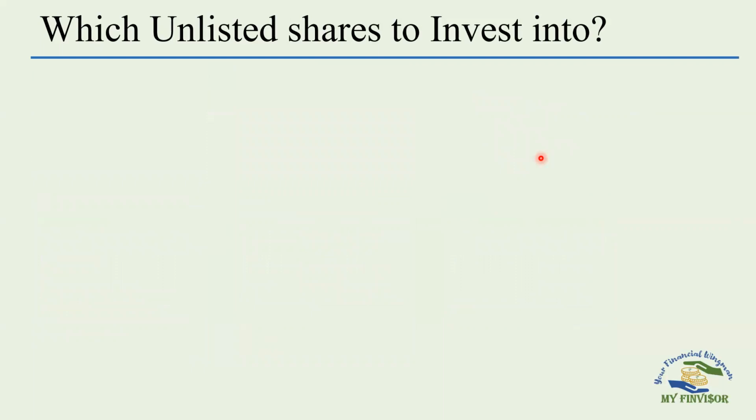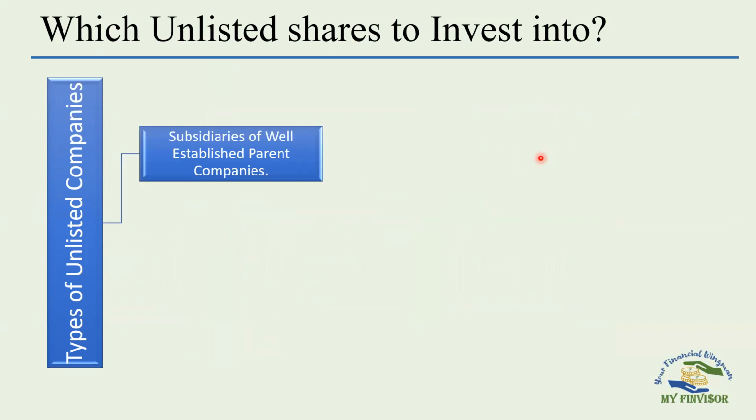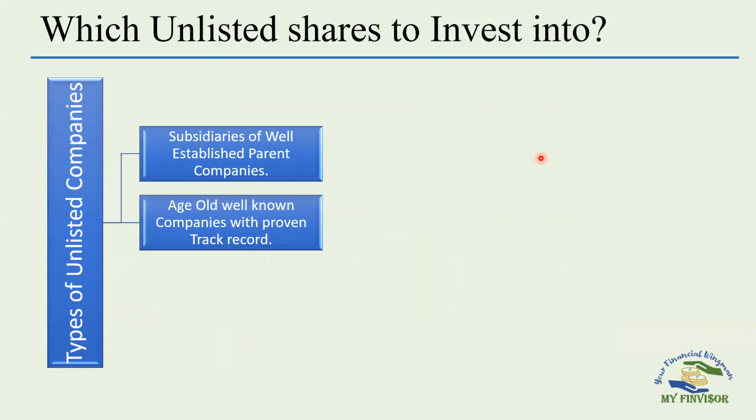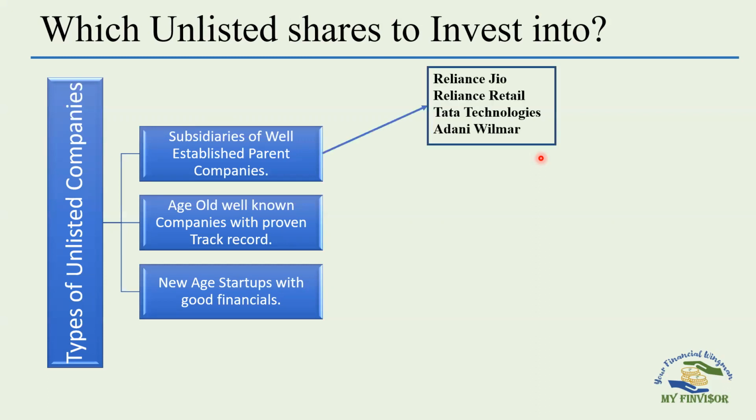Now, which unlisted shares does one have to invest into? So let us understand the types of unlisted companies which are available. The first one would be the big elephants. These are subsidiaries of well-established parent companies. And then there are age-old, well-known companies with a proven track record. You have known these companies for some 10, 15, 20 years, and they have also proven very good in the long run, but they are not yet listed. And then the new age startups with good financials. You will have to, of course, understand the financials of the company.